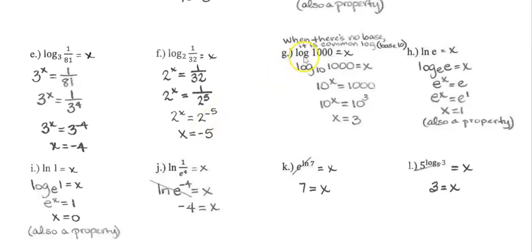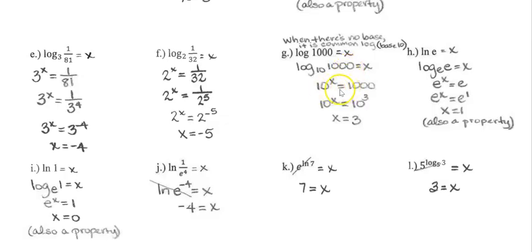All right, for g, I've got the log of 1,000. So again, I don't know what that's equal to. I'm going to set that equal to x. Remember that when there's no base on a logarithm, that is the common log. That's the log base 10. So if you want to insert a 10 right there, you can. All right, so again, I'm going to switch this to its exponential form. So 10 to the x equals 1,000.